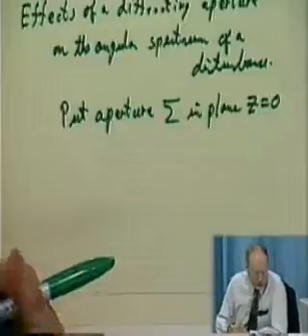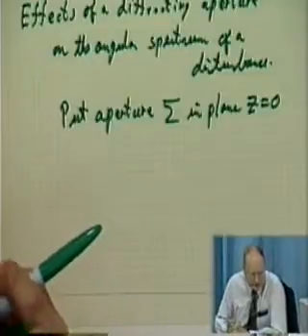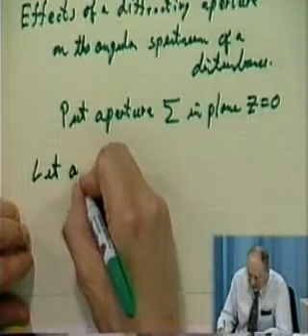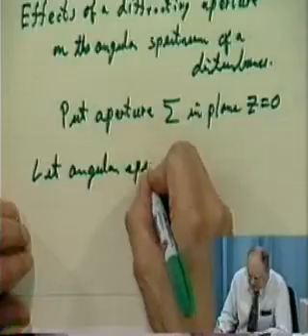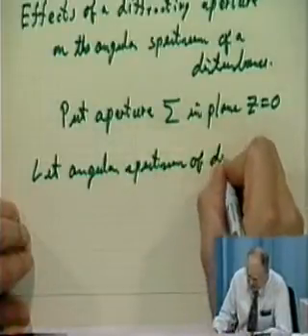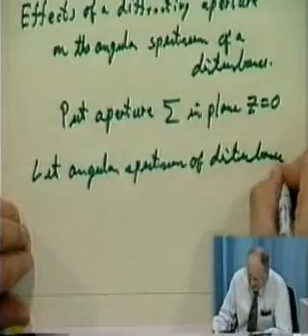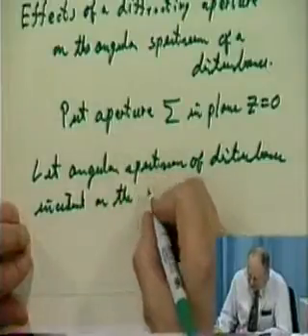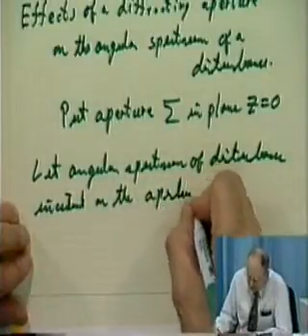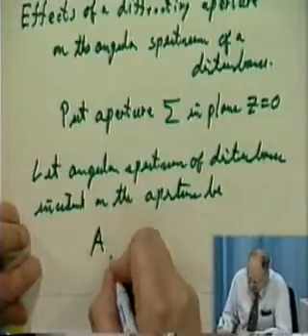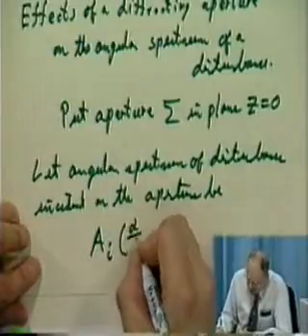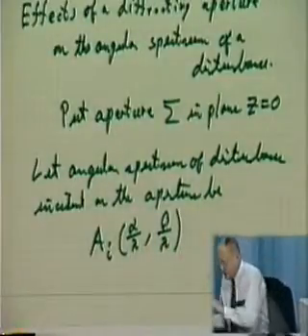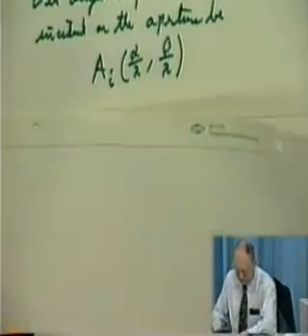So we're going to say that the angular spectrum of the disturbance incident on the aperture be A sub I of alpha over lambda, beta over lambda. And this aperture has the following transmittance function.